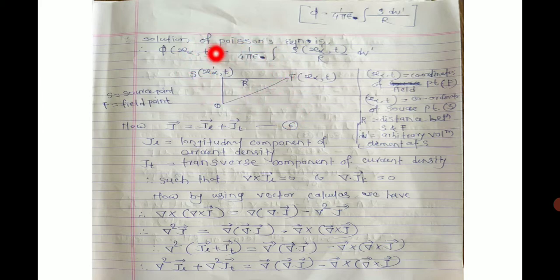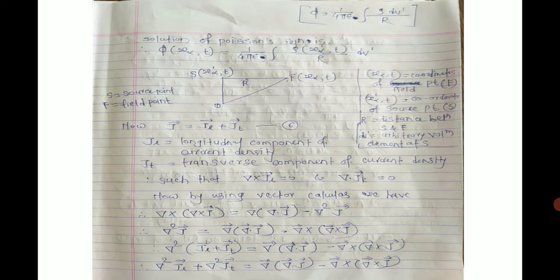That means the charges are present at the source point, that is S, and at the field point we calculate the potential. Okay, then let's see this equation. Phi is equal to 1 divided by 4 pi epsilon, integration rho dv dash divided by R. This is the potential due to volume charge density. We will see this equation in the TYBSc electrodynamics book, and dv dash is the arbitrary volume element at S, that is a small volume element.